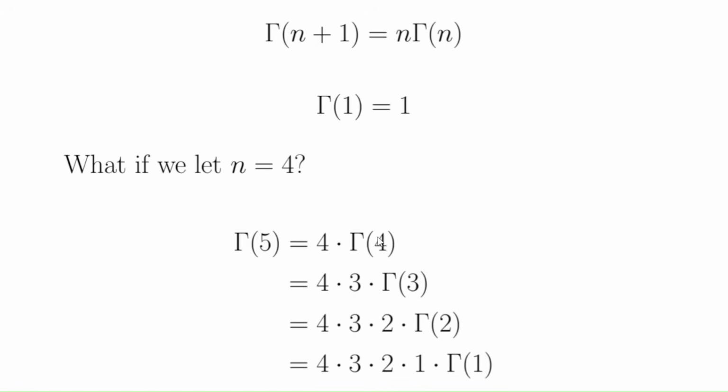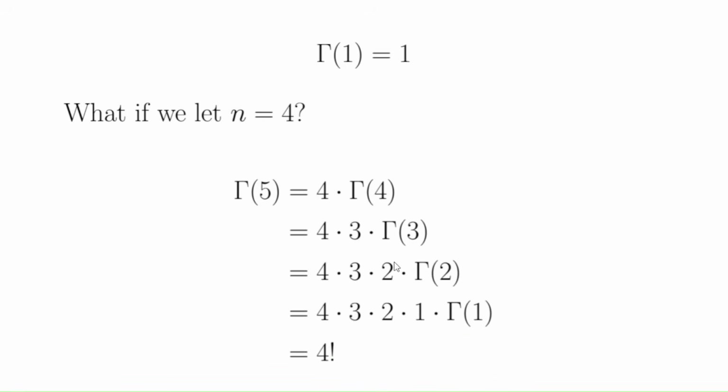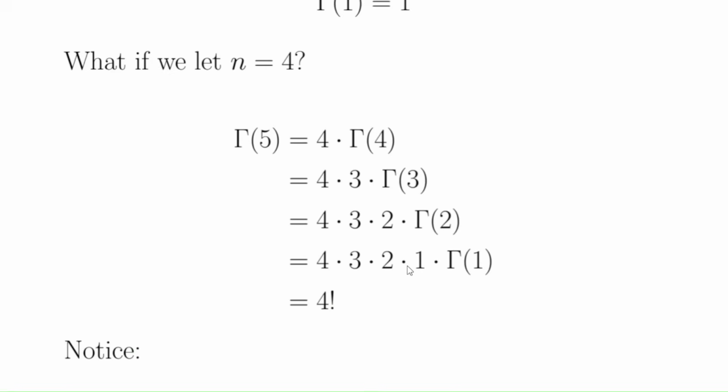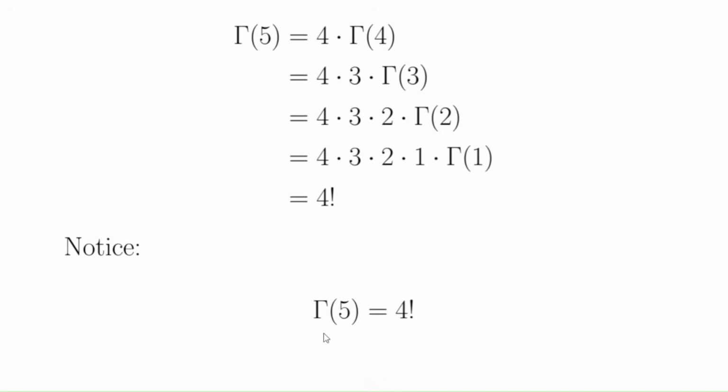Now what is gamma of 4? Well, if we let n be 3 in this formula, the formula would say gamma of 4 is 3 times gamma of 3. And then gamma of 3 will be 2 times gamma of 2. And gamma of 2 is 1 times gamma of 1. And gamma of 1 is just 1. So notice gamma of 5 is 4 times 3 times 2 times 1, which is really 4 factorial.